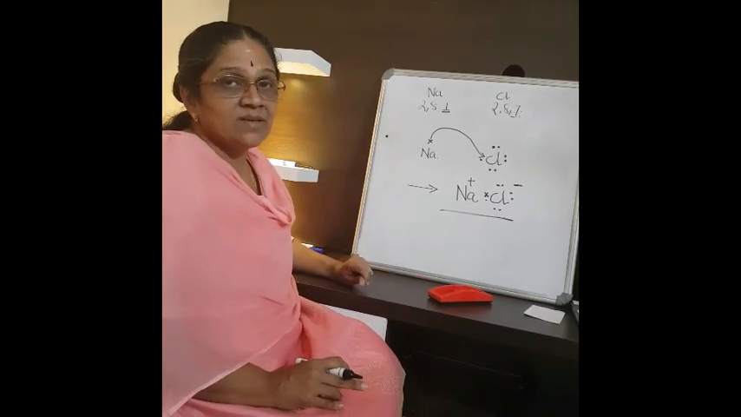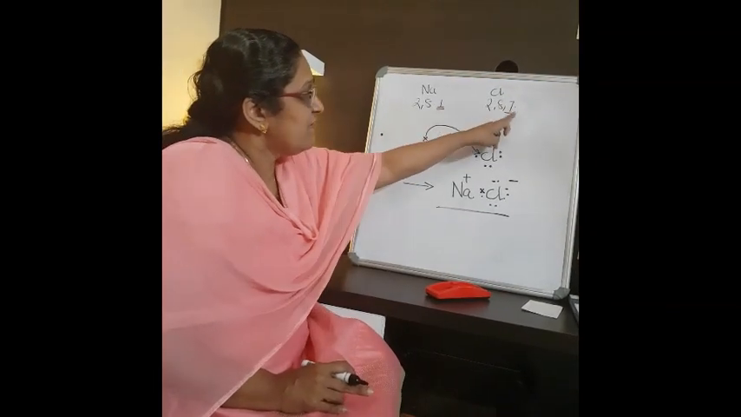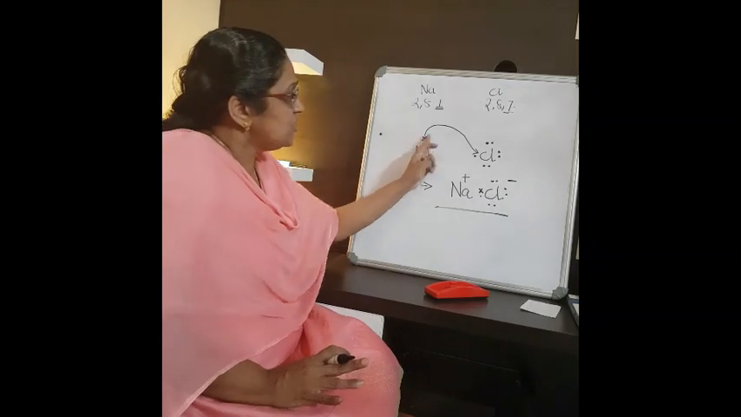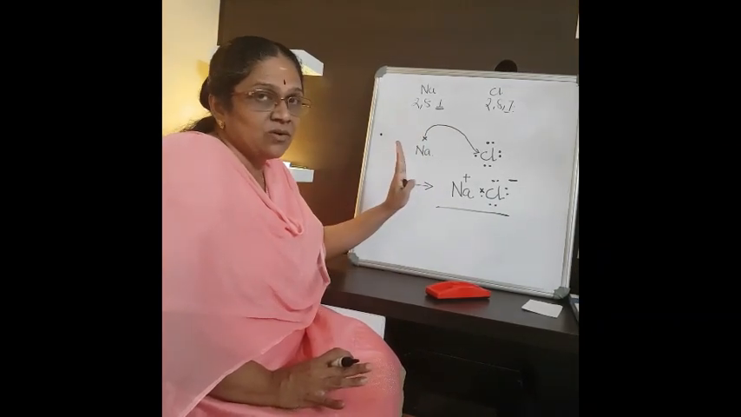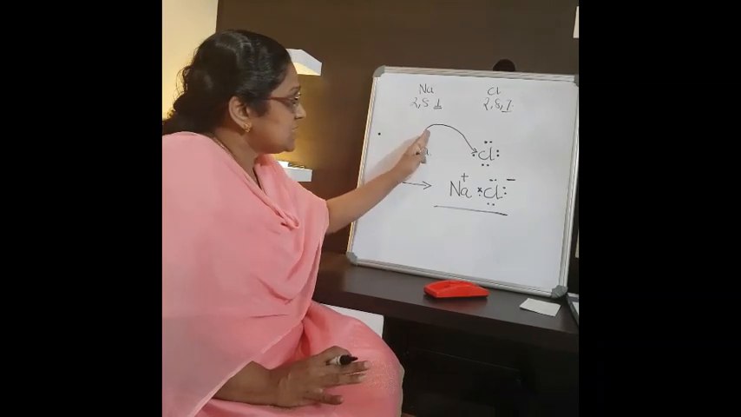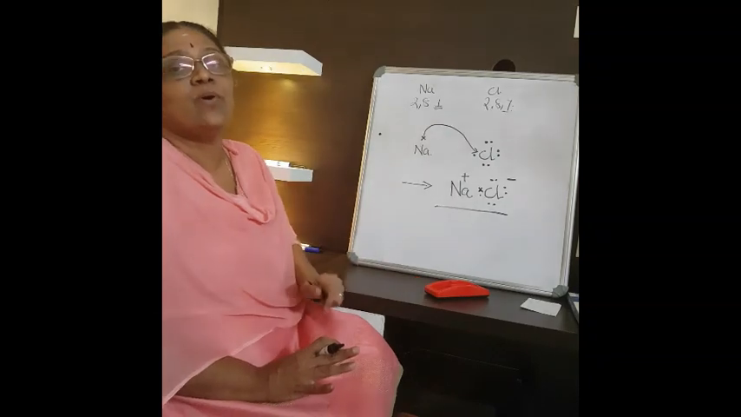See? Simple. Only keep in mind you have to draw the valence electrons, that's all. Then sharing. Not sharing, it's a transfer of electron. Sharing is different. This is transfer of electrons. So this is how an ionic compound is formed.